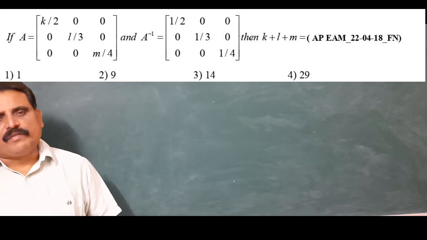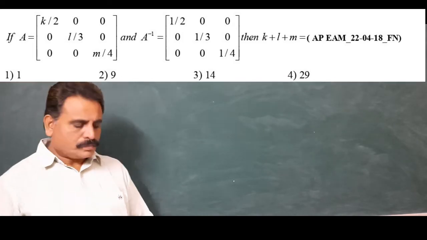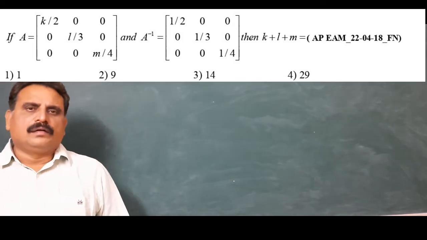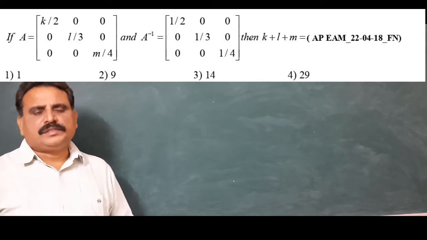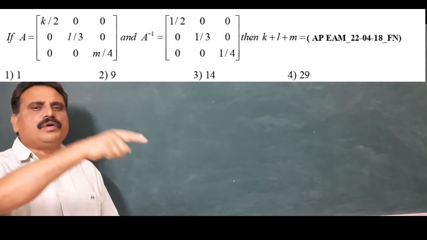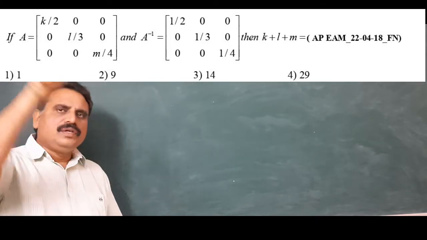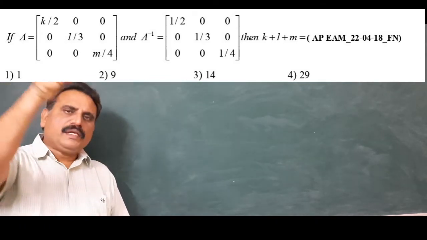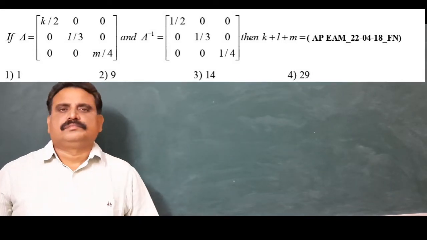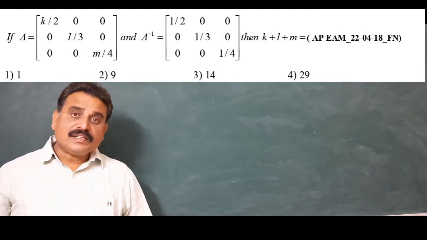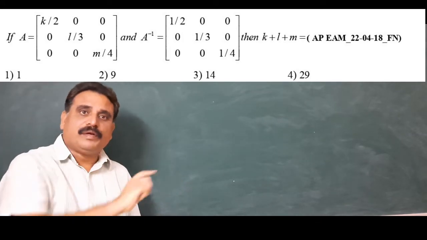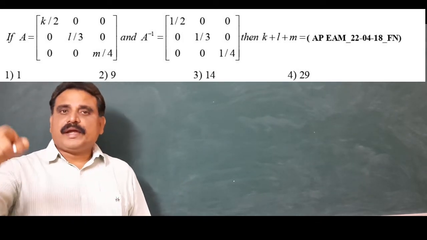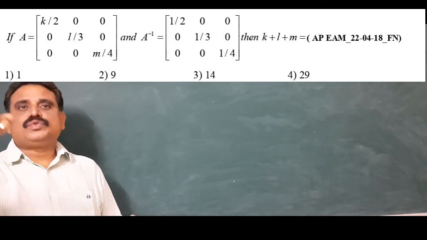My dear students, we have a formula. For example, for the diagonal matrix with a, b, c, the inverse is 1 by a, 1 by b, 1 by c. That's all. So here, the inverse is given. The inverse matrix has diagonal 1 by 2, 1 by 3, 1 by 4. So the given matrix A has diagonal 2, 3, 4.